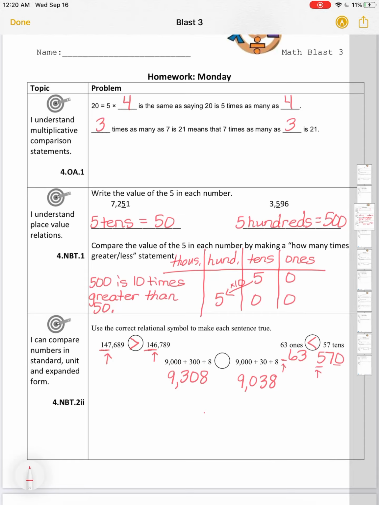Again, comparing, I have 9 in the thousands place for both numbers. I have 3 in the hundreds place versus 0 in the hundreds place. And so here is where I'm going to make my comparison. That hundreds place value, 3 versus 0. 3 is greater. So 9,308 is greater than 9,038.